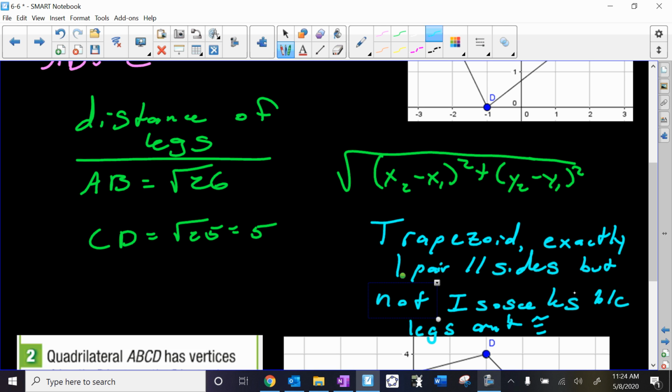We know it's a trapezoid because we had two slopes that were -2, but we knew that it wasn't isosceles because we came up with two distances that were not the same. AB and CD, which were my legs, they were not congruent.